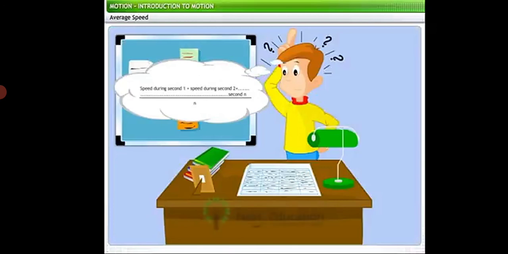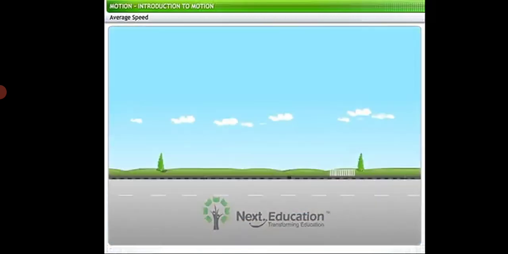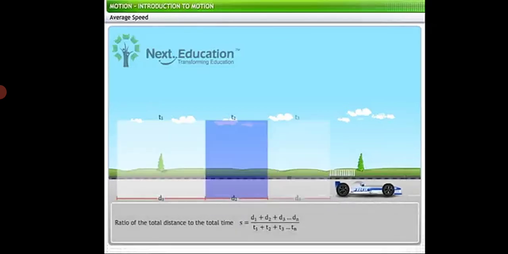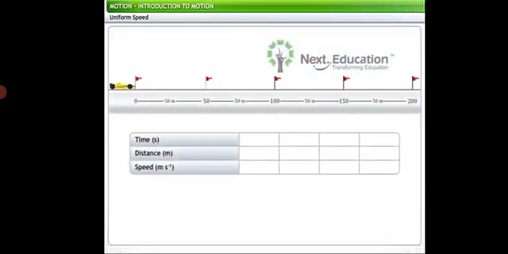However, gathering so much data can be tedious and certainly impossible in the case of large distances. Therefore, we typically use a quantity called average speed in our calculations. The average speed of an object is the ratio of the total distance covered by the object to the total time taken by it for covering the distance.